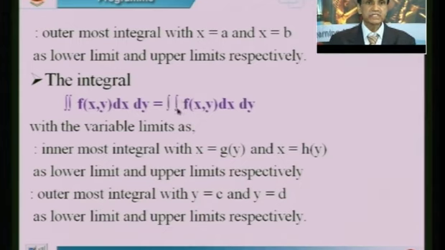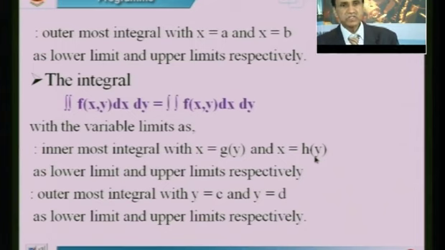This innermost integral, we call it this one: the integration of f of x, y dx. This will cover the discussion on x equal to g(y) and x equal to h(y). What do you mean by these two representations? They convey that x1 and x2 are not constant limits, but variable limits. Then x is a function of y, and g is a function of y.